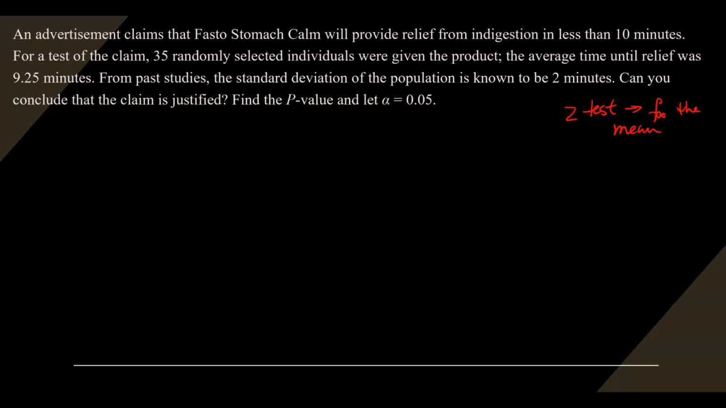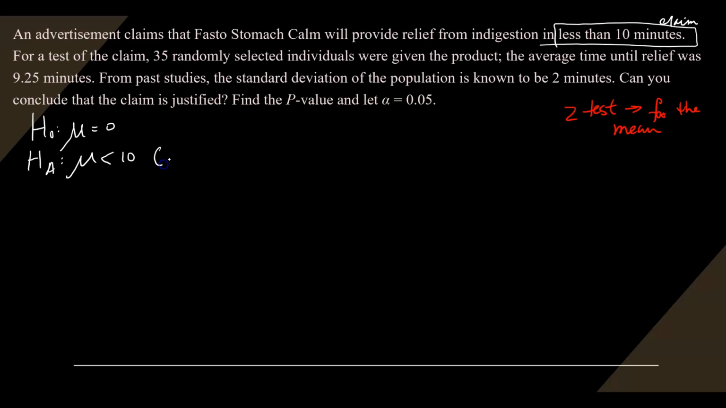All right, hopefully you did pause. So my null here is going to be that mu is 10. Okay, mu is the status quo, what we are getting without any kind of alteration. My alternative in this case is going to be this business over here. This is the claim: that mu is less than 10 minutes. And that is my claim.